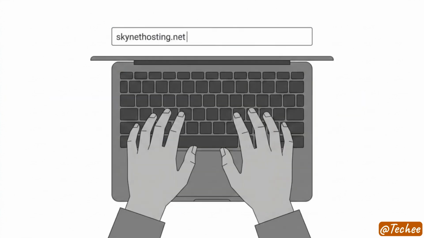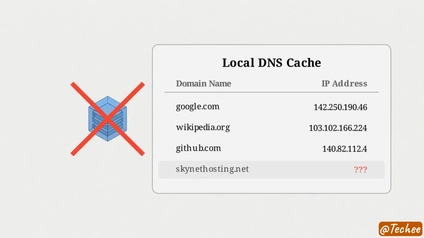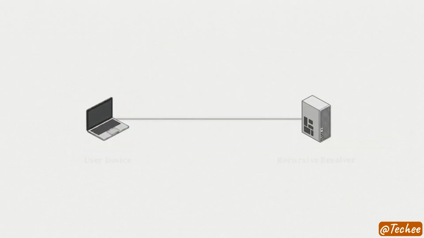The journey begins the moment you type a URL into your browser. Your computer first checks its own local cache, a short-term memory of recent visits, to see if it already knows the destination's IP address. If that cache is empty, the query leaves your device and travels to a recursive resolver.